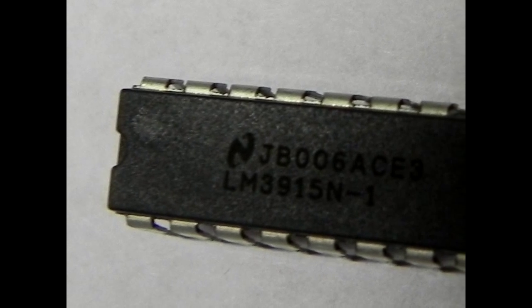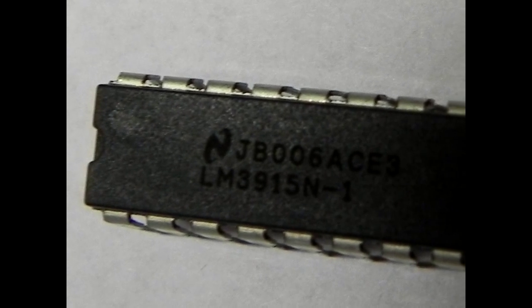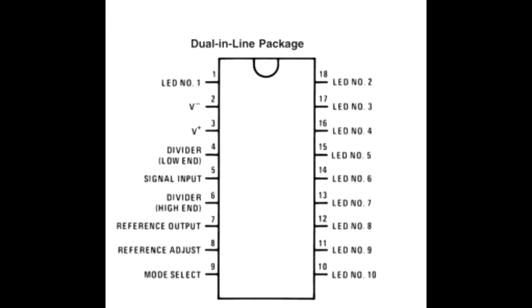People who have made VU meters before are probably familiar with the LM3915, but the LM3915 can only supply power to 10 LEDs, and I want to make an array of 25 LEDs. Plus, I always love to make circuits that use as few ICs as possible. So I'm going to show you how to make a VU meter without any help of an IC.